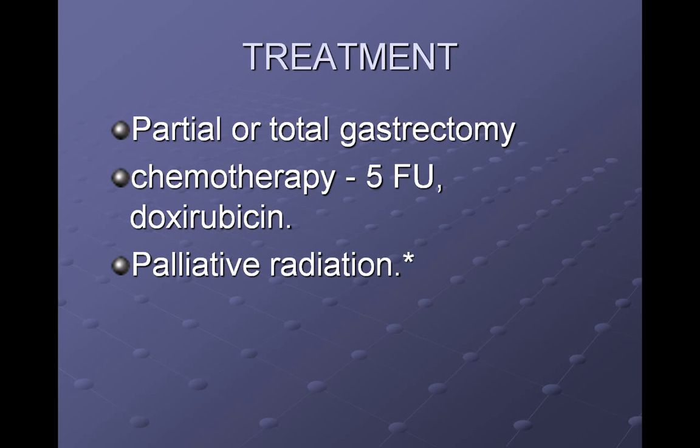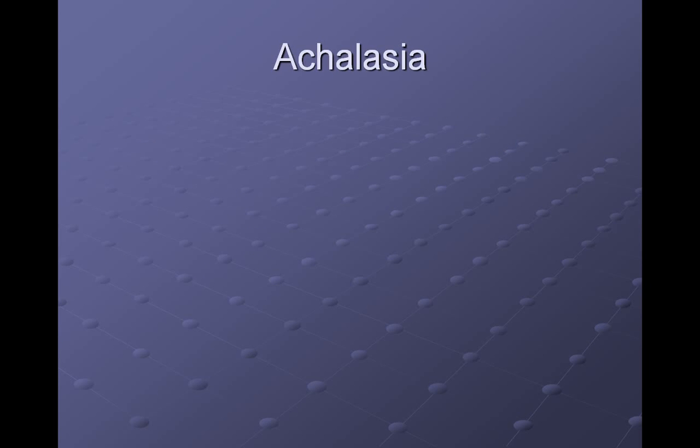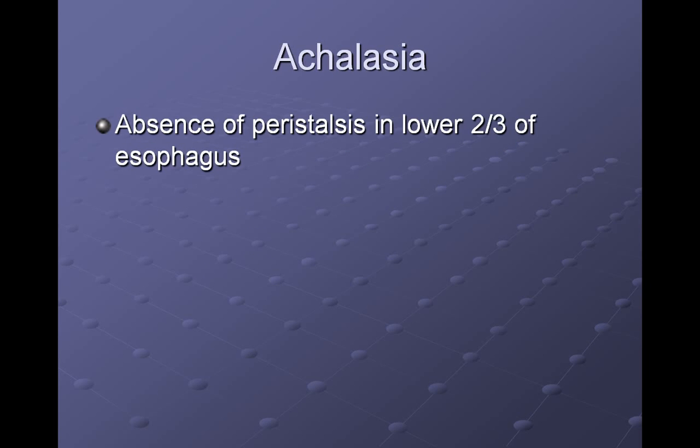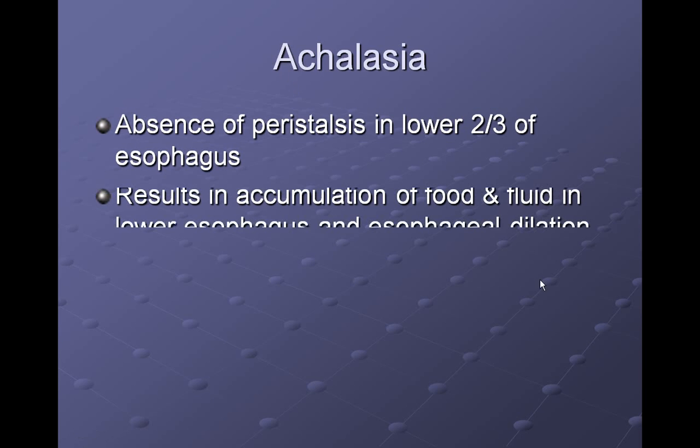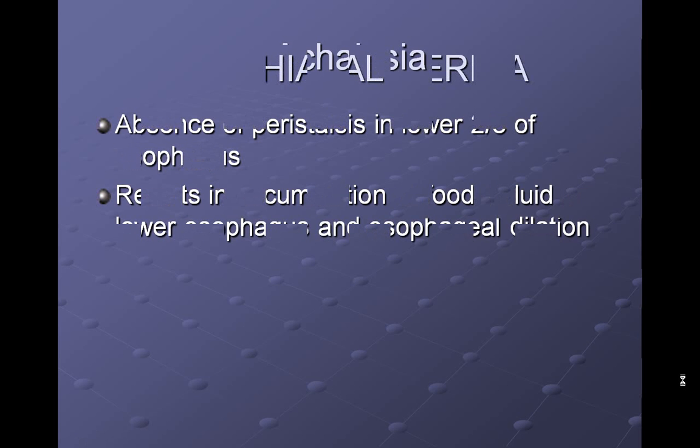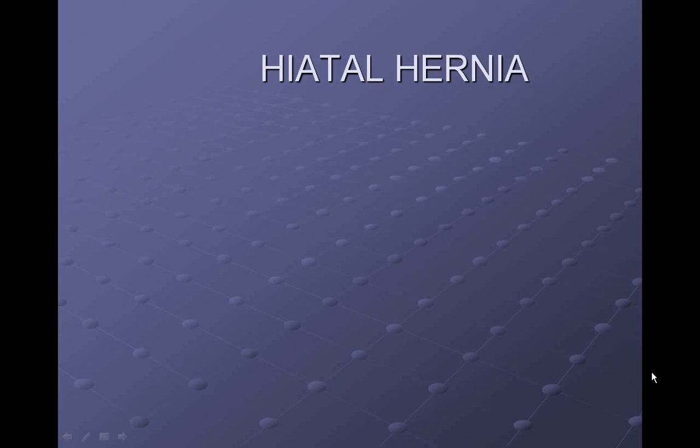The next condition, achalasia: absence of peristalsis in the lower two-thirds of the esophagus occurs. Results in accumulation of food and fluid in the lower esophagus and esophageal dilation. Our next focus is on hiatal hernia.